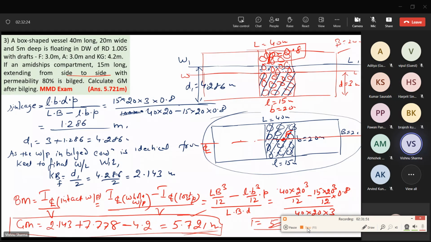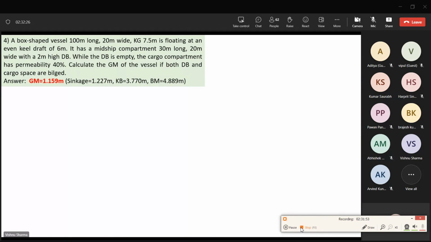Guys, I'll stop here for the day. What you need to do is do this question. I have given the intermediate answers. I have given the sinkage, I have given KB, I have given BM. Those of you who can get this question correctly, that means they have understood what has been done today. That's a test of what you have understood.